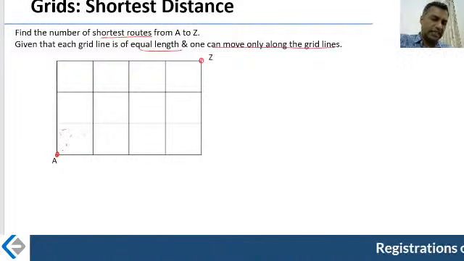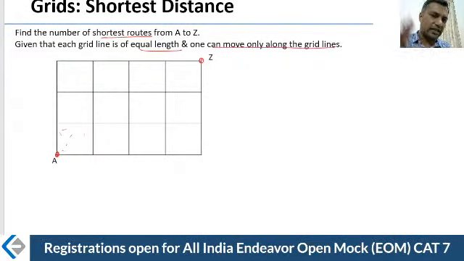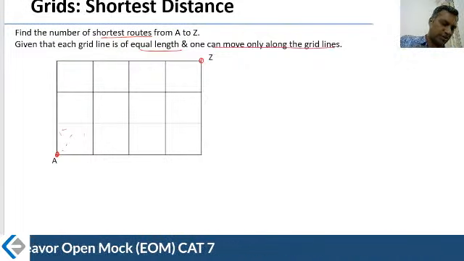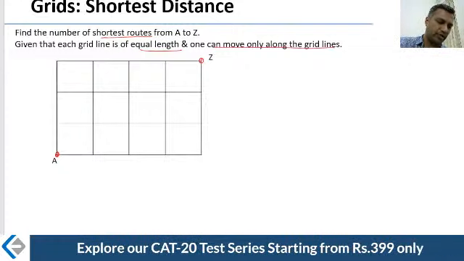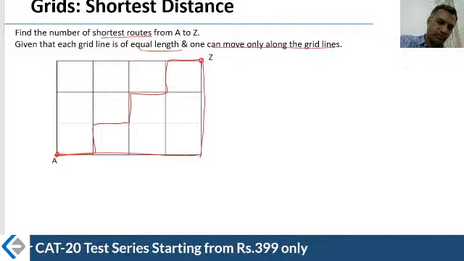It's neatly designed. There are clear roads there. You cannot cut through the houses and go. These are the houses. Just take an imaginary case. You are saying that I need to go from A to Z. If you want to go from A to Z, how do you go? I can go like this. These are the lines by which I can go. Or I can go straight like this and straight like this. That's also fine.